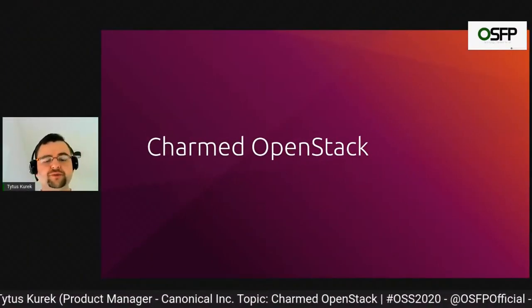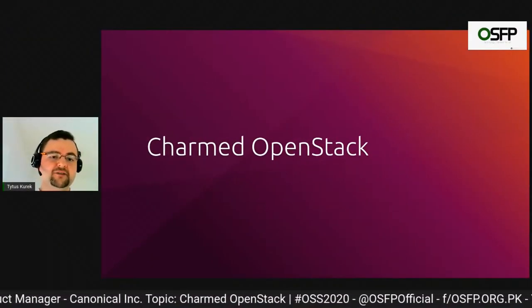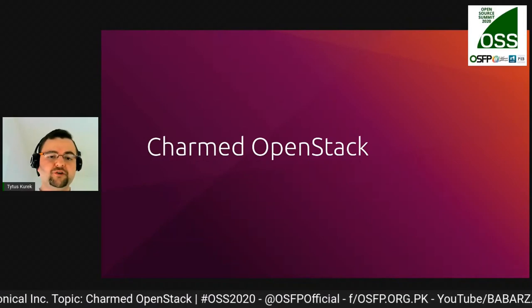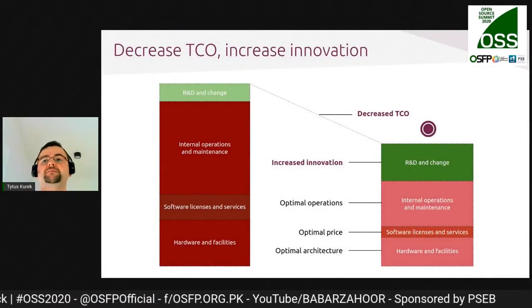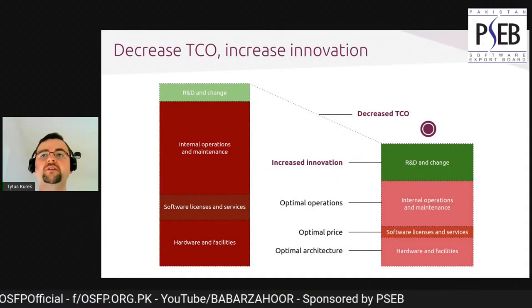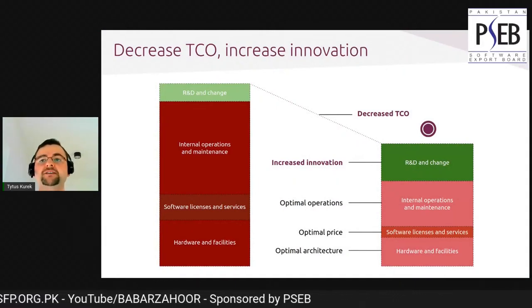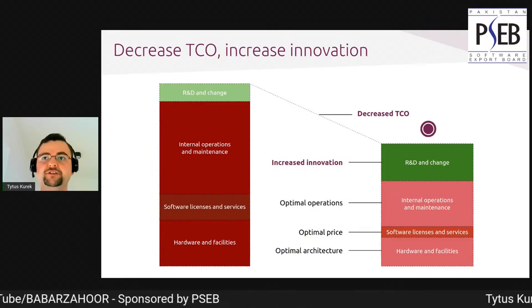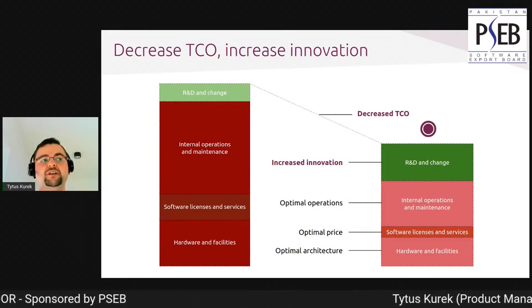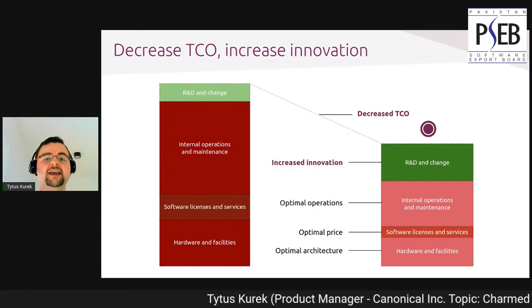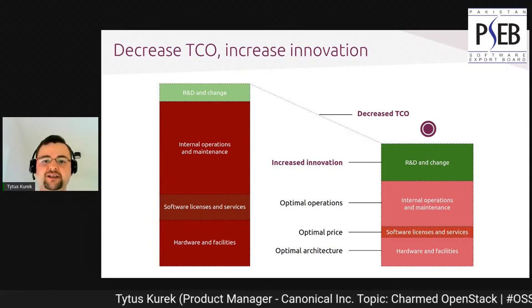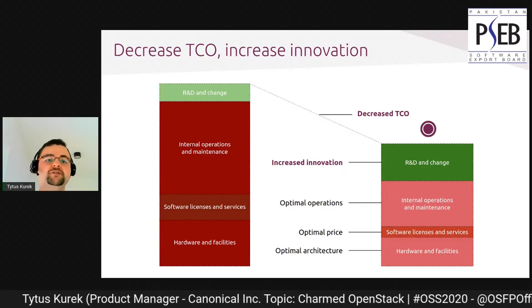And now moving to Charmed OpenStack. Charmed OpenStack is Canonical's distribution for OpenStack. Our goal here is to ensure the maximum CapEx and OpEx efficiency for organizations who want to use OpenStack as an extension to their existing public cloud infrastructure.